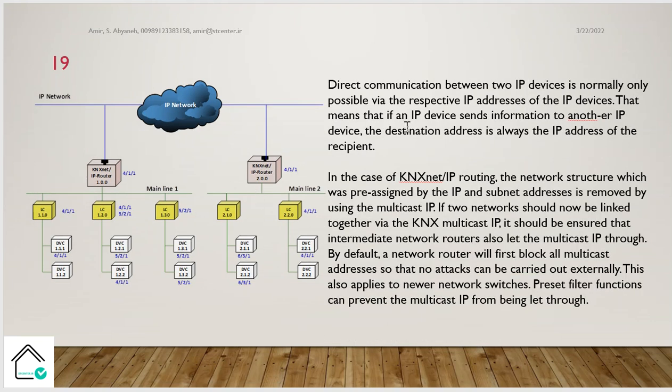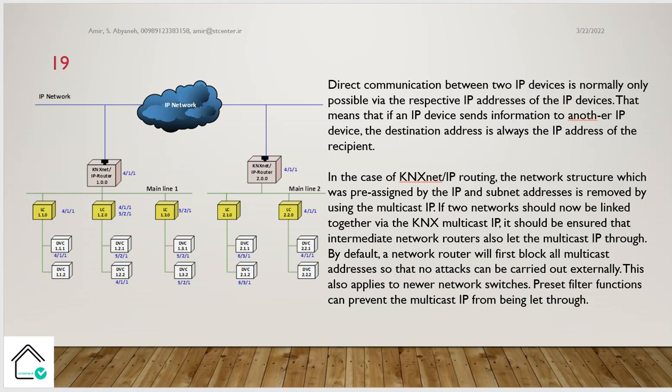Direct communication between two IP devices is normally only possible via the respective IP address of the IP device. That means that if an IP device sends information to another IP device, the destination address is always the IP address of the recipient. In the case of KNXNet IP routing, the network structure which was pre-assigned by IP and subnet address is removed by using the multicast IP.